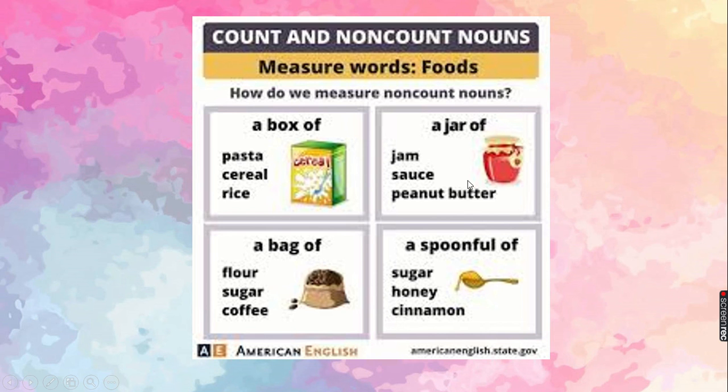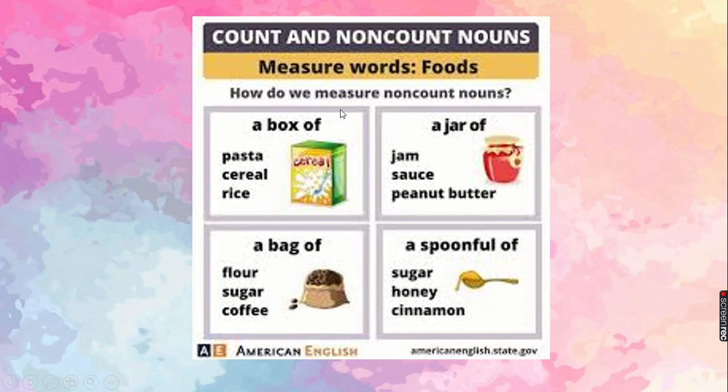Jam, sauce, peanut butter. We cannot say jams. No. Can we say sauces? Oh my God, no. Can we say peanut butters? No. We say flour, sugar, coffee. We say sugar, honey, cinnamon.